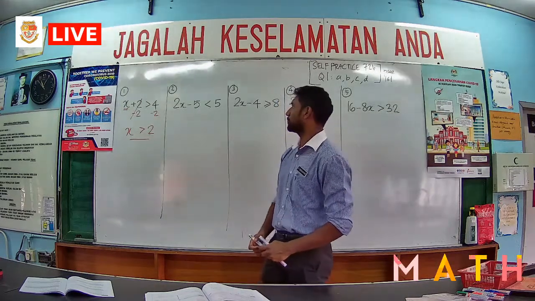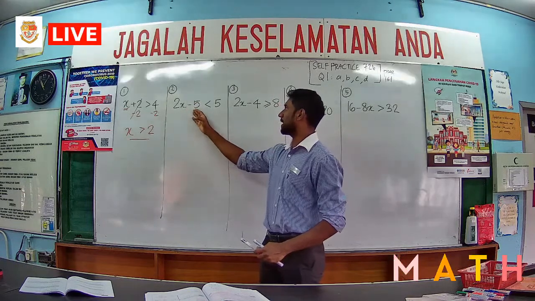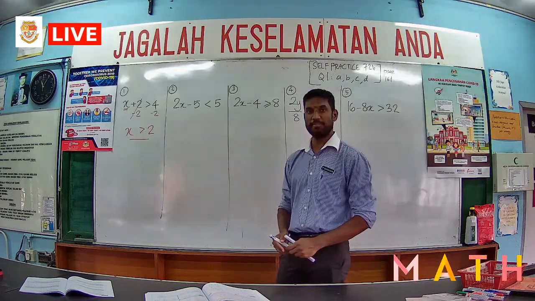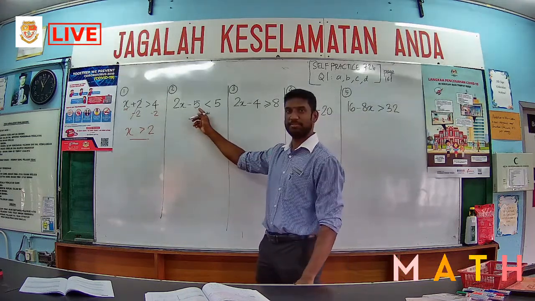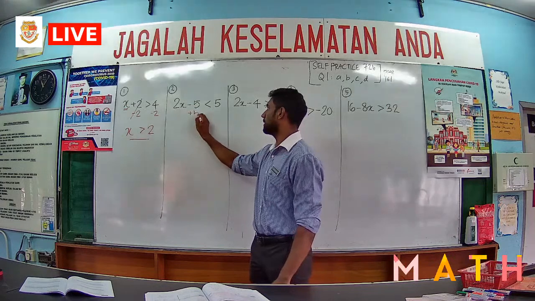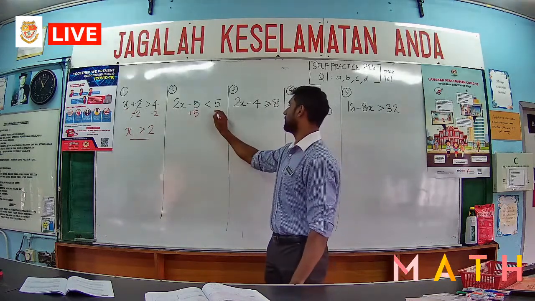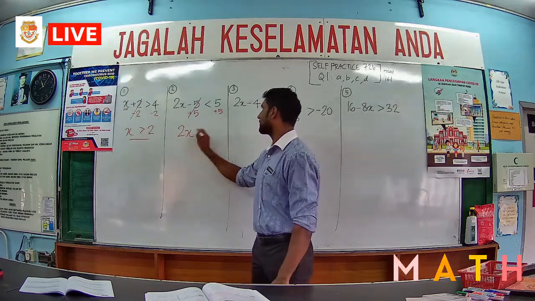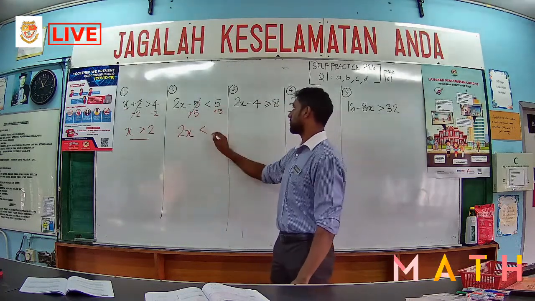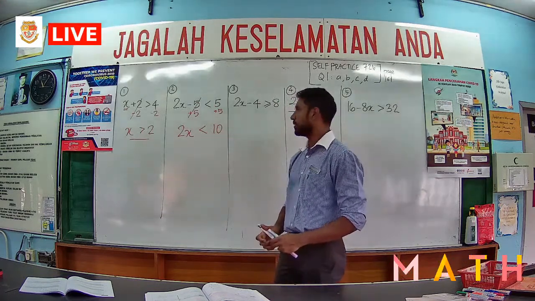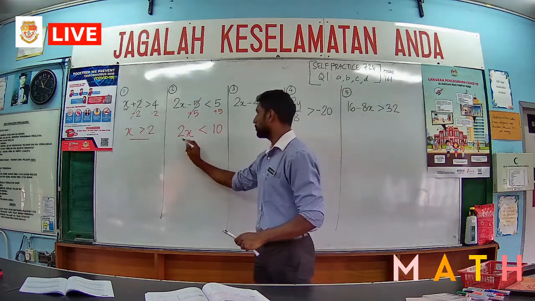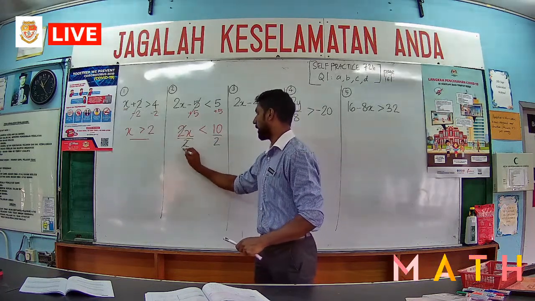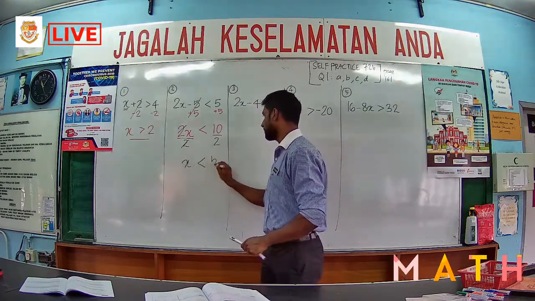Question number 2. 2x minus 5 less than 5. Again, which number do we have to eliminate first? Negative 5, so the opposite will be positive 5. So this one is eliminated. So it's 2x less than 5 plus 5, which is 10. Now you want to eliminate the 2, we divide by 2 on both sides. So you will have x less than 5.